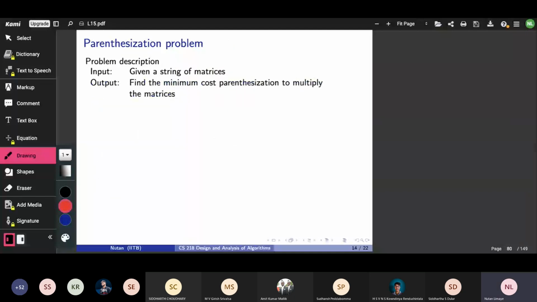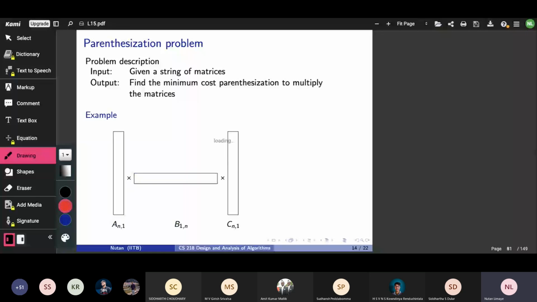So let's go back to the parenthesization problem. You are given a string of matrices, and now you want to find the minimum cost parenthesization to multiply them. So what do I mean by that?